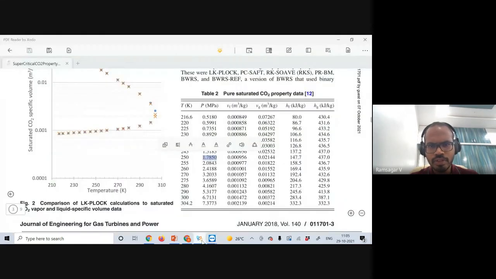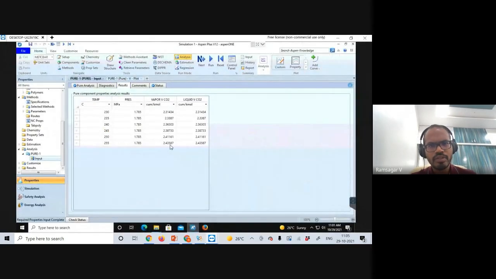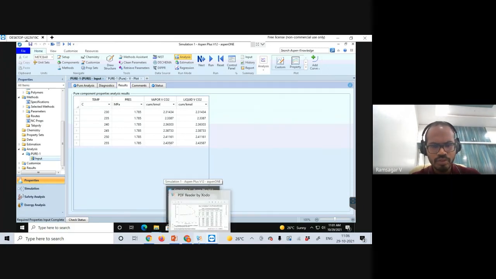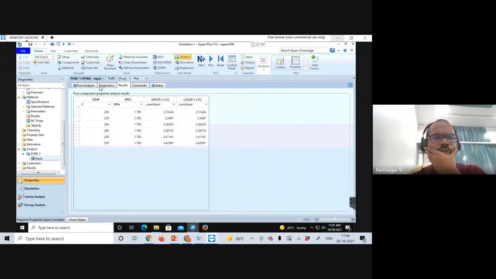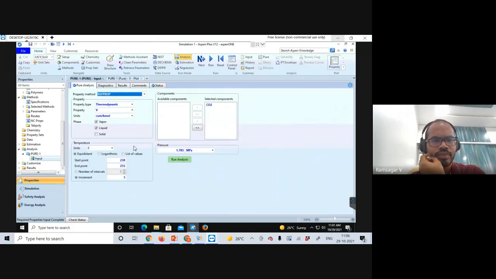Let me check one value, 250, 1.785, 2.41. 2.4161 divided by 44 is 0.0549. Something is wrong in the property estimation method, or the drift property thermodynamic.